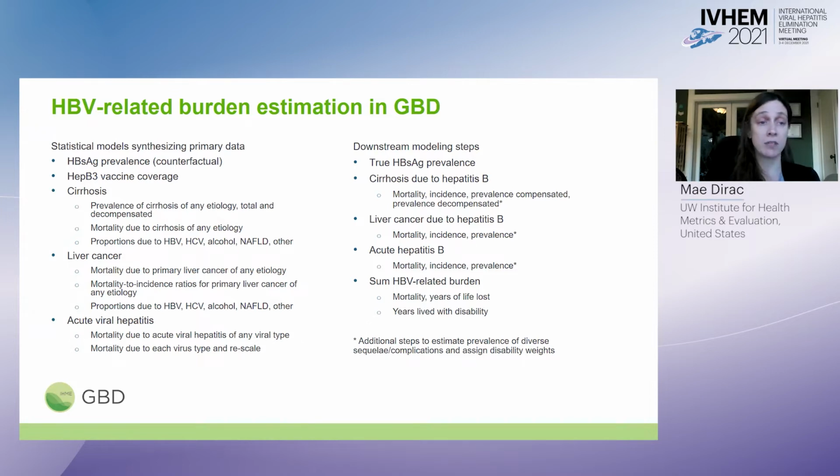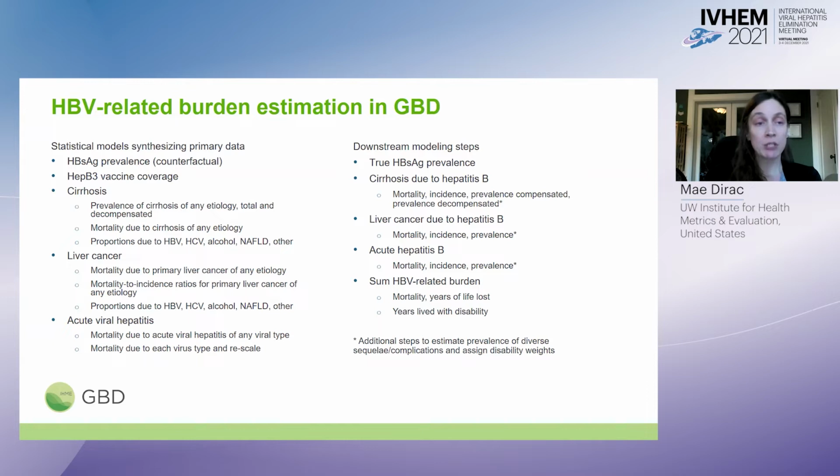We have statistical models of liver cancer mortality, again without regard to etiology, models of the mortality to incidence ratios for primary liver cancer of any etiology, and proportion models to divvy out that mortality and incidence according to etiology. And then statistical models of acute viral hepatitis, both across all viral types and specific to A, B, C, and D, E, which are then fit to an envelope of all virus types.